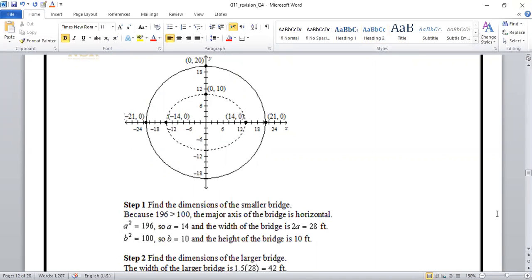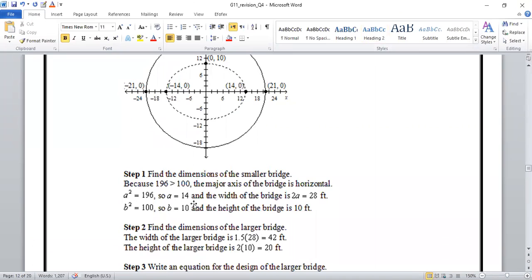first step, find the dimensions of the smaller bridge. Because 196 is greater than 100, the major axis of the bridge is horizontal. A square equal 196, so A equal 14, and the width of the bridge, 2A, equal 28. This distance equals 28. B square equal 100, so B equal 10. The height of the bridge is 10 feet.